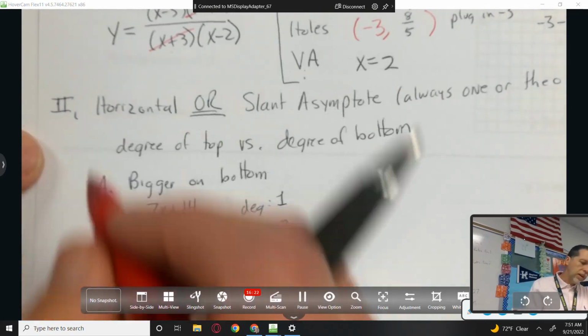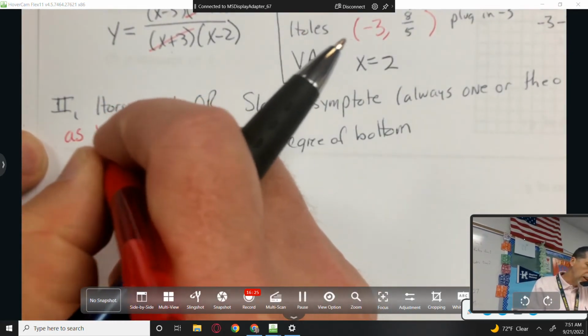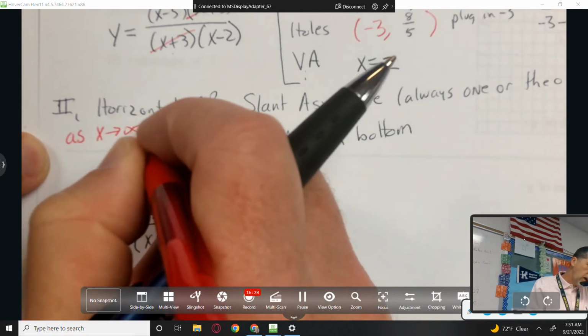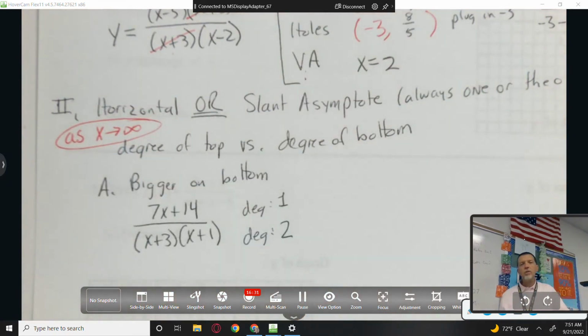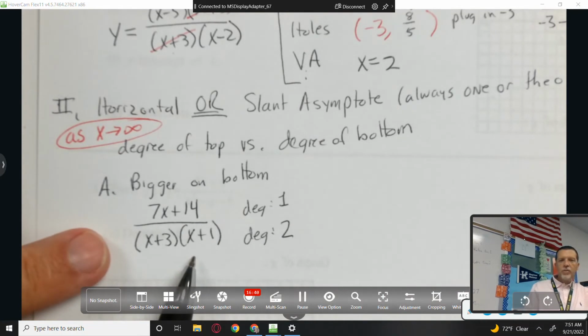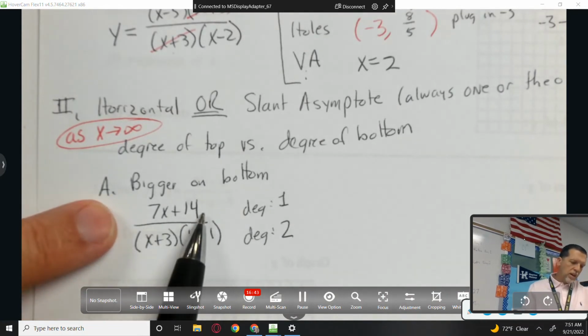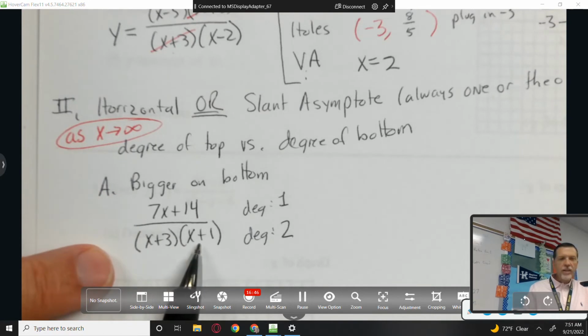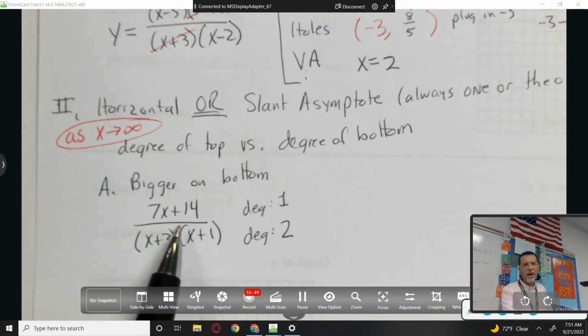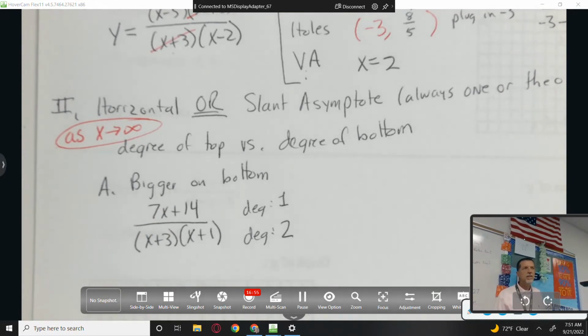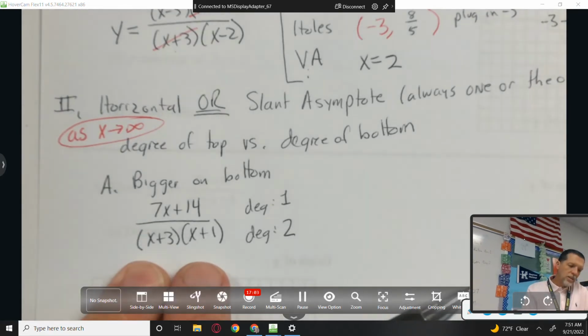Maybe back up a little bit, and this will help some people understand what's going on. Horizontal and slant asymptotes happen as x goes to infinity. So as x gets really, really big, the top's going to get big, 7x. Bottom's going to get big, x squared. Which one's getting bigger faster, 7x versus x squared? Probably x squared, because if I plug in 1,000, 7,000 is big, but 1,000 squared is really big. So this is getting really big on the bottom.